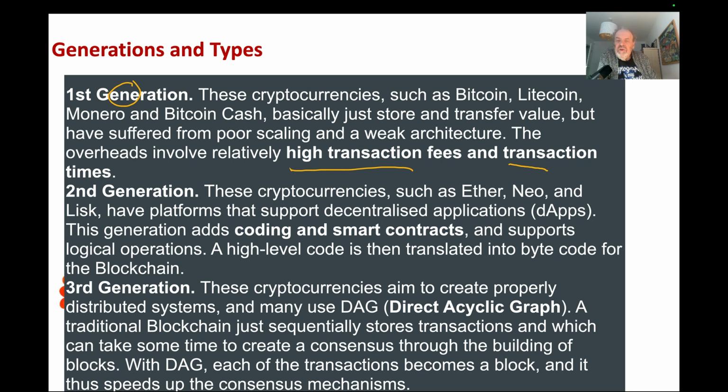The second generation came along, and we started to see smart contracts integrated into them, where we can actually add coding into the operation of the distributed ledger. Then the third generation uses directed acyclic graphs, which allow us to create almost instant consensus. An example of this is the IOTA ledger.